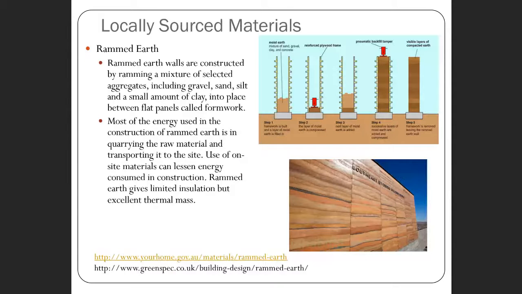Here's another example of a locally sourced material, rammed earth. This is a process where the soil from the building site is mixed with some additional aggregates and basically squashed into formwork. Again, we are less likely to use it here. It's more suitable for other climates. But if you're at the right site in the right climate, this might be something to consider.